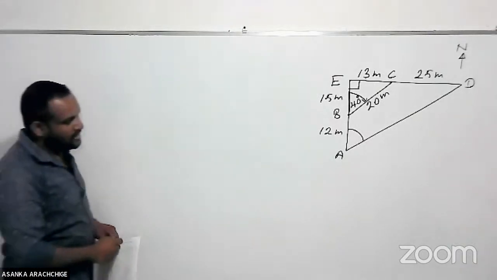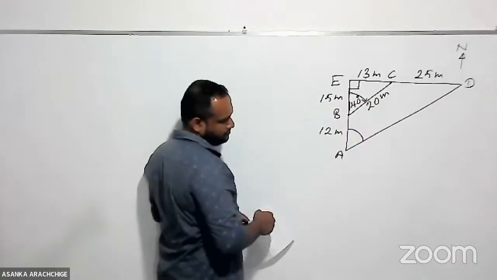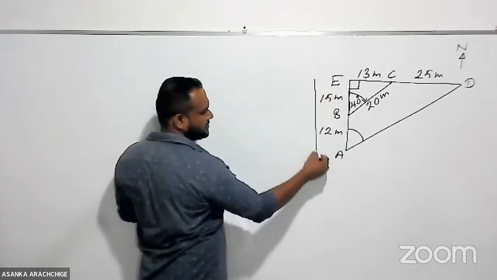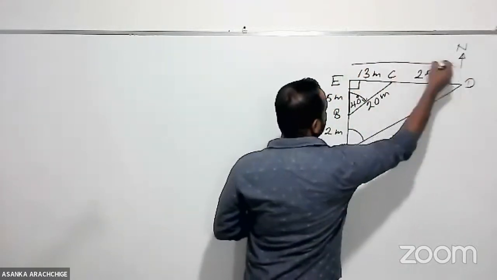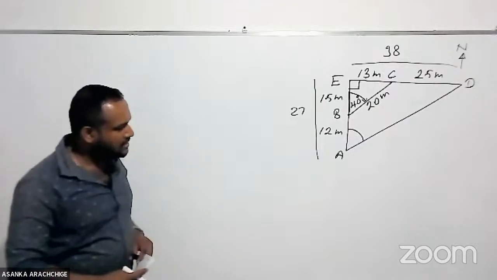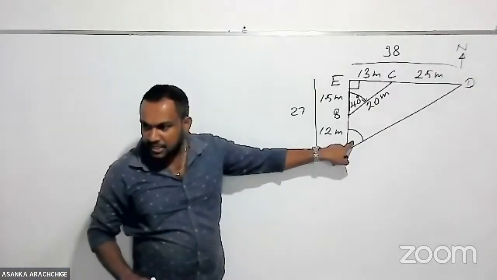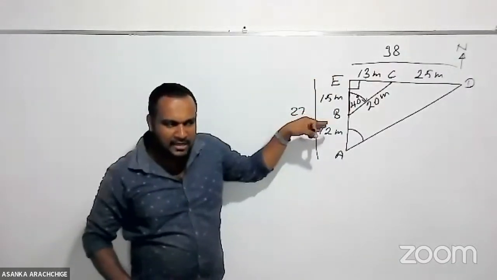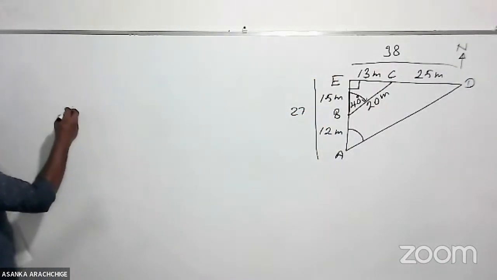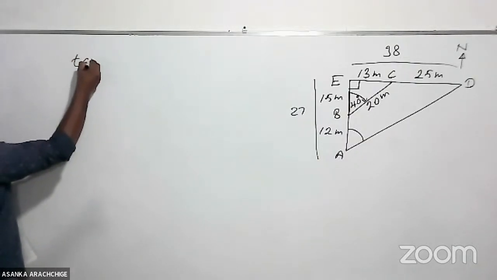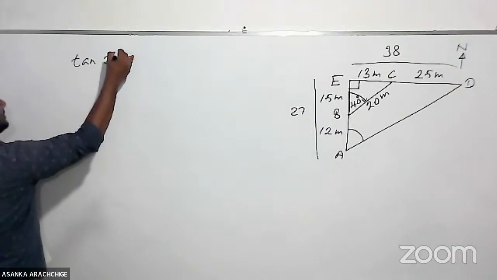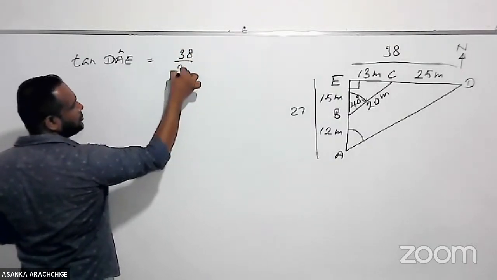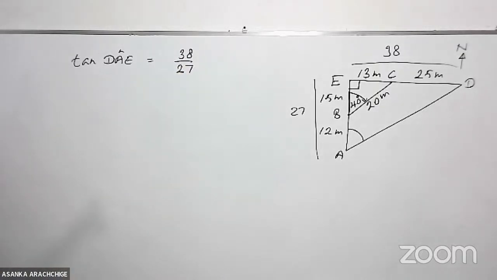Now look. In this larger right angle triangle, you know the length of this side. 15 plus 12, 27. This is 27. This length is 38. Now we have to find the magnitude of this angle. With respect to this angle, this is opposite, this is adjacent. They are connected by tangent. Then tan angle DAE is equal to opposite 38 upon adjacent 27. Now divide 38 by 27.